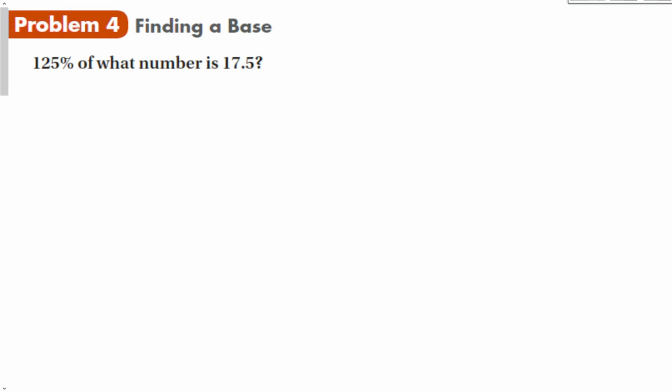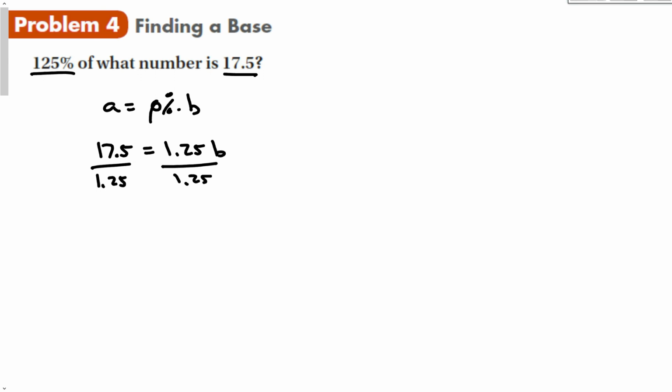Okay. So let's try finding a base with my percent equation. So again, actually let's do both methods. Okay. Let's do the percent equation and let's do the percent proportion. So A is equal to some percent times my base, which means that 17.5, right, because this is the answer, is equal to 125% as a decimal, 1.25, times some base. Divide out the 1.25 and we get 14.